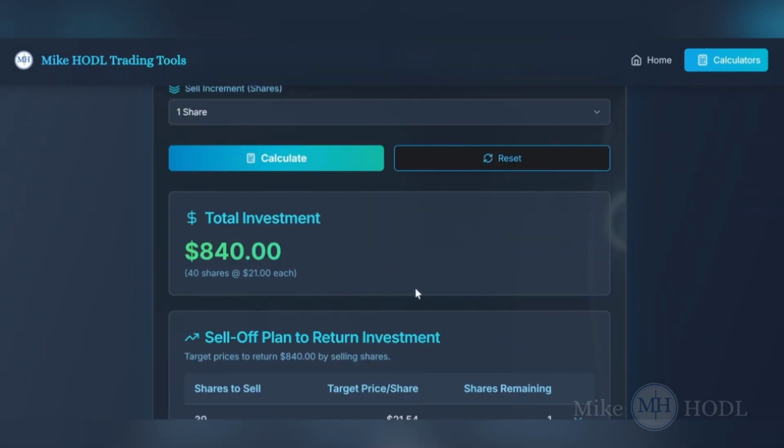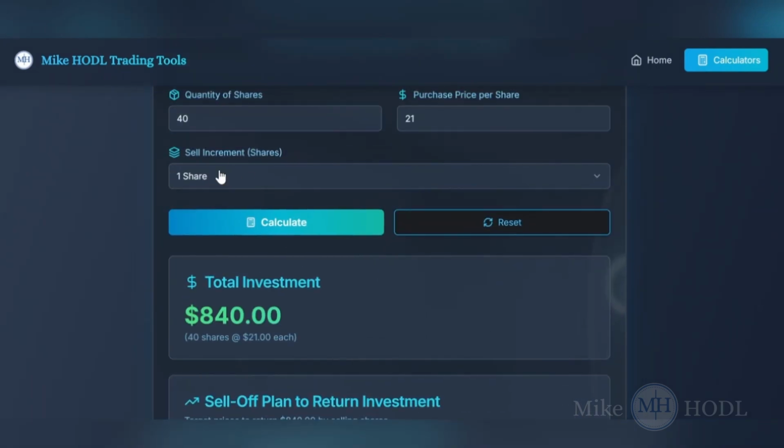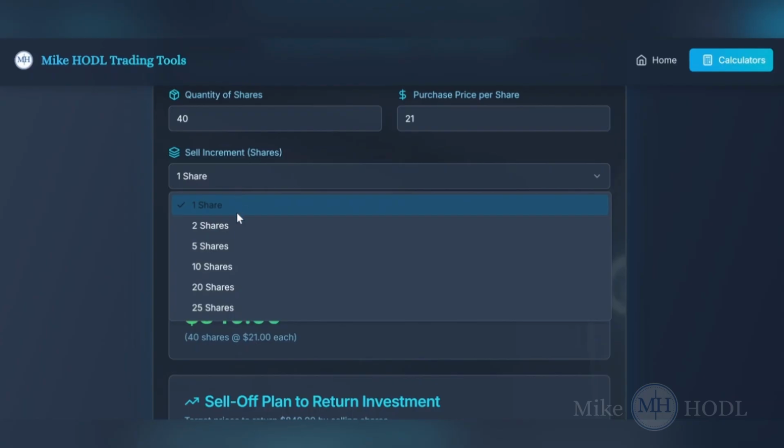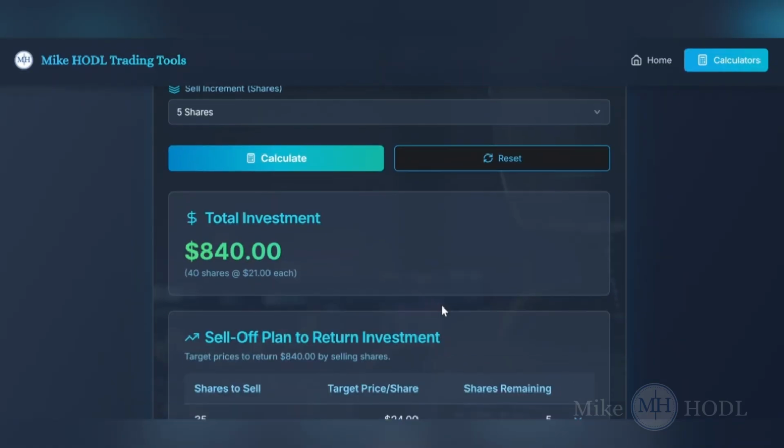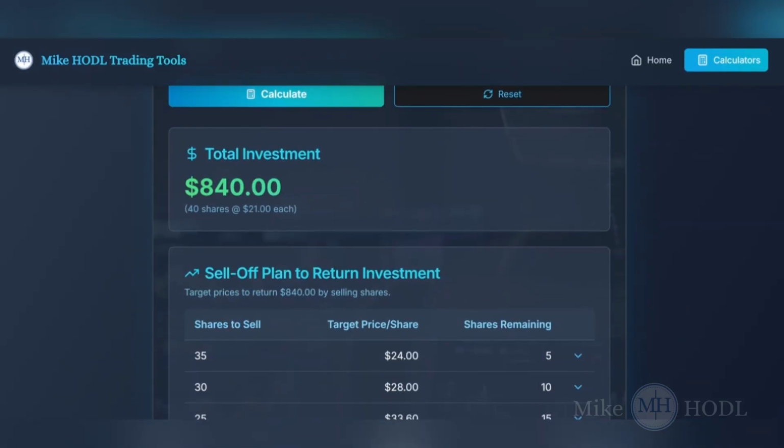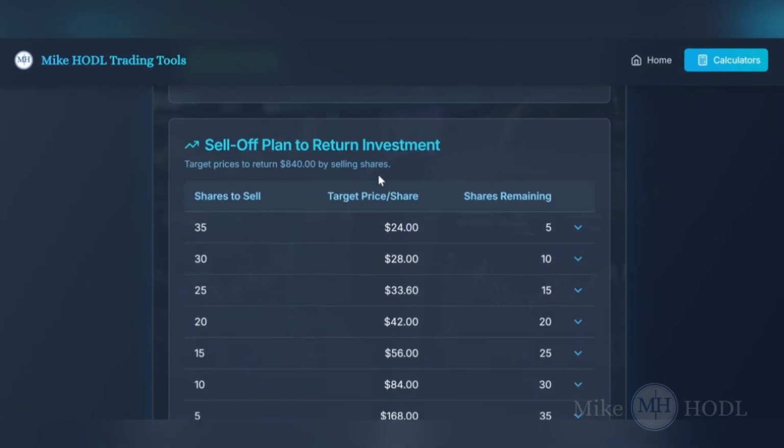And if we come up here and we change the sale increment, let's say we want to see this for every 5 shares. We don't want the table to be that long. So we come back, we get the same information, and now the sell-off plan goes in increments of 5. It starts off at 35, and then it goes down to 30, 25, 20.